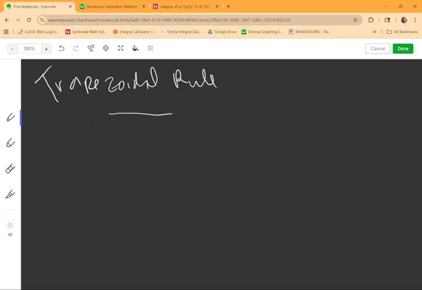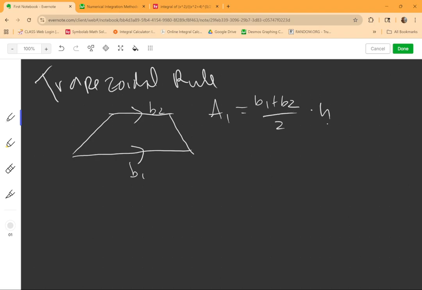A trapezoid is a type of shape where we have exactly one pair of parallel lines, and we call these the bases of the trapezoid. Now to find the area, if we call these base 1 and base 2, the area is essentially the average of the two bases times the height. And the height is the perpendicular distance between base 1 and base 2.